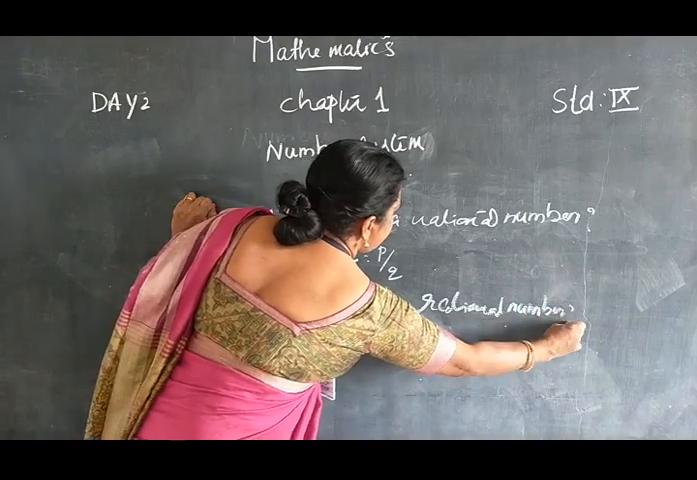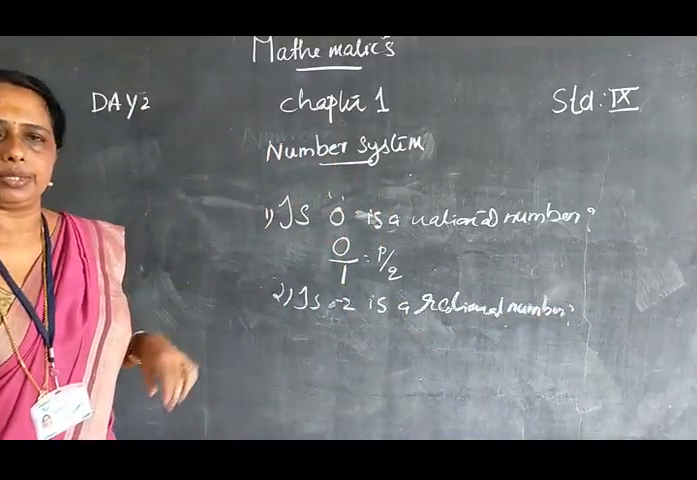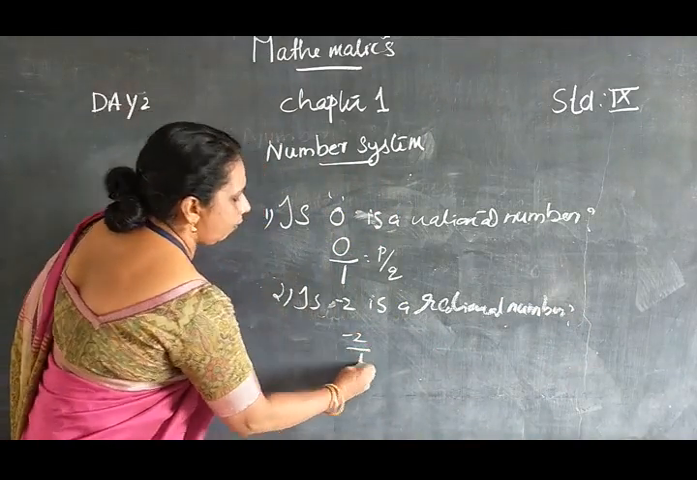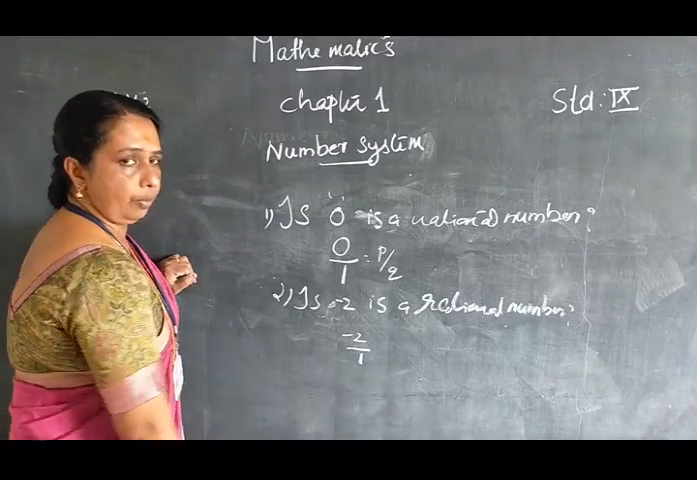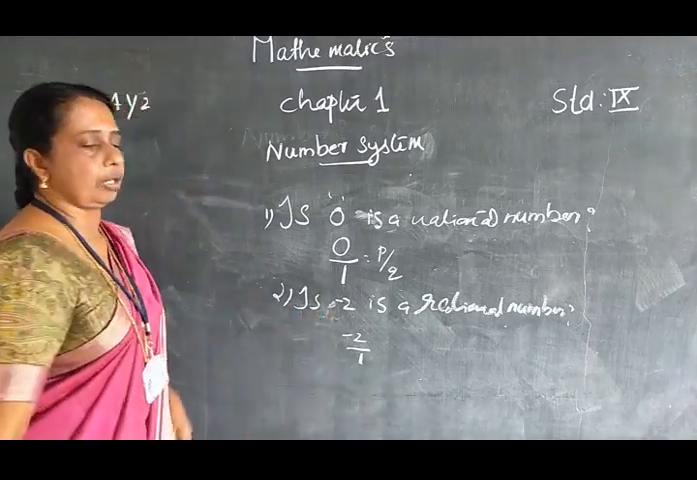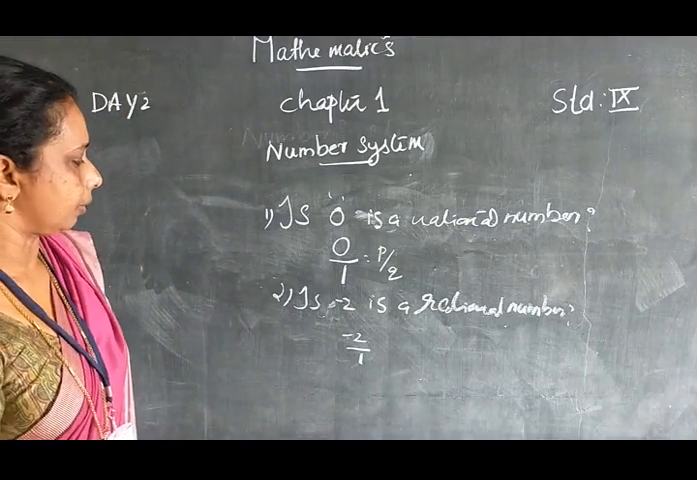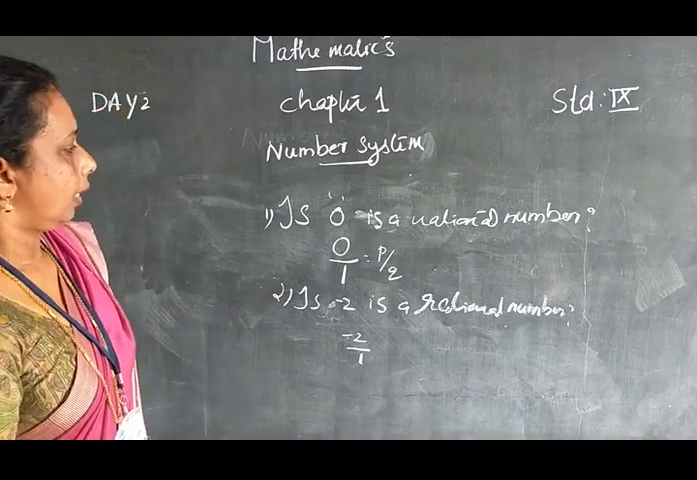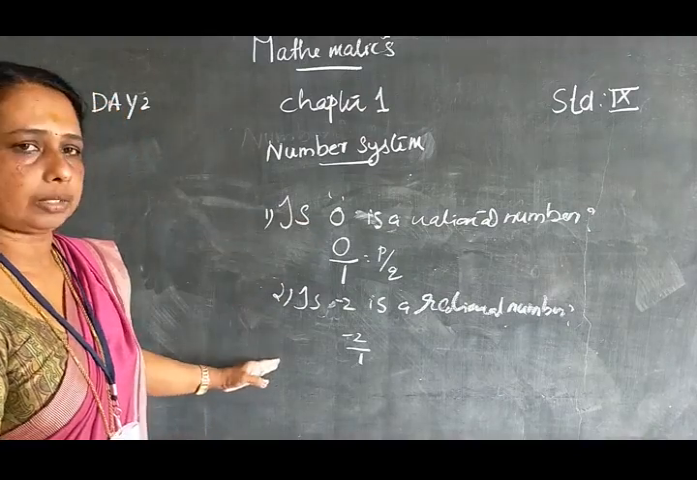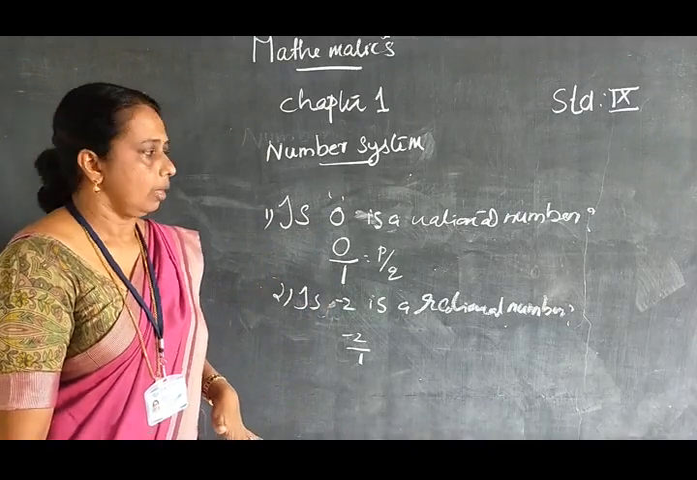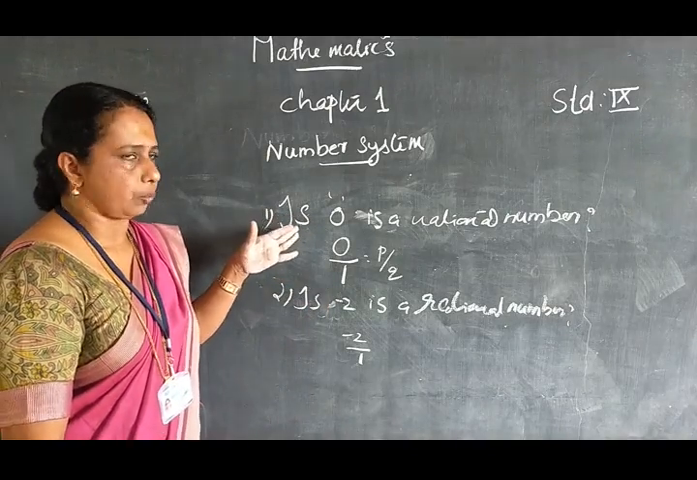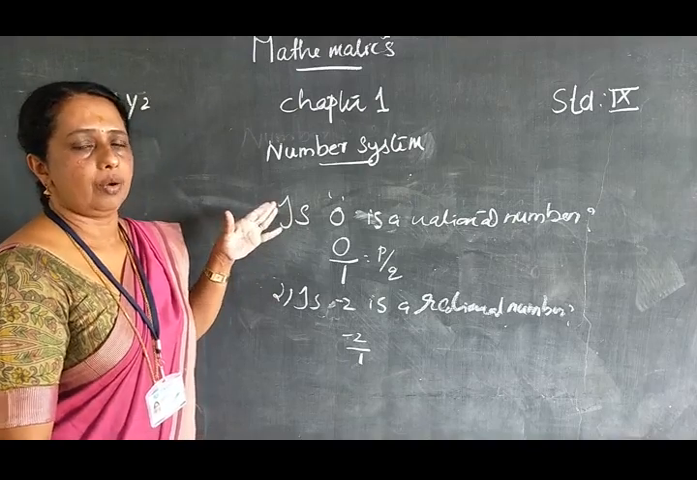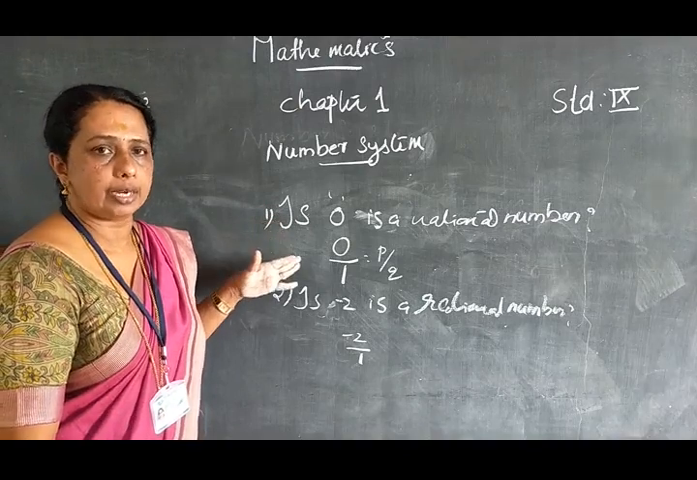Is minus 2 a rational number? Yes, minus 2 is a rational number because minus 2 can be written as minus 2 by 1. It is in the form p by q, where p and q are integers and q is not equal to 0. Numbers of this form are called rational numbers. Zero is a rational number, minus 2 is a rational number and also 2 is a rational number. So, the conclusion is that natural numbers, whole numbers and all integers are rational numbers.